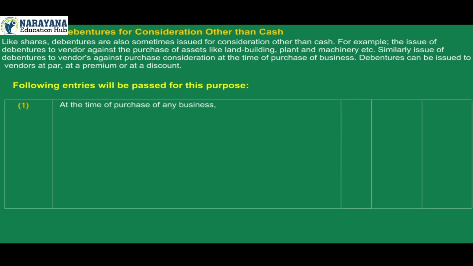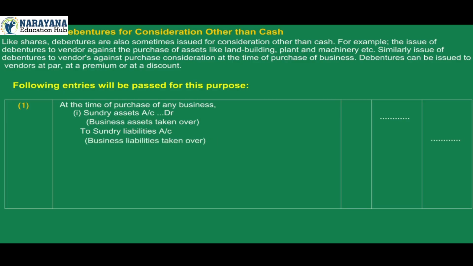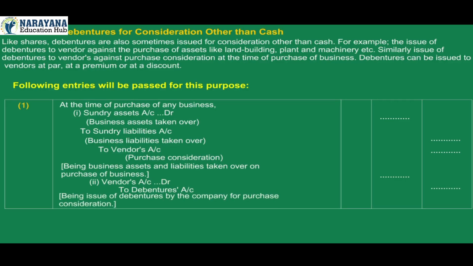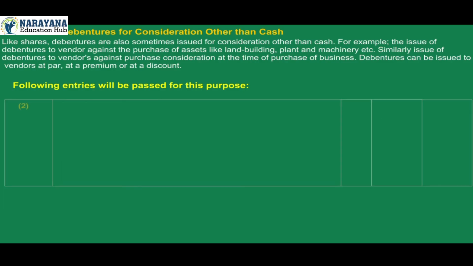1. At the time of purchase of any business. Number 1. Sundry assets account debit, business assets taken over. To sundry liabilities account credit, business liabilities taken over. To vendors account credit, purchase consideration. Being business assets and liabilities taken over on purchase of business. Number 2. Vendors account debit to debentures account credit. Being issue of debentures by the company for purchase consideration.